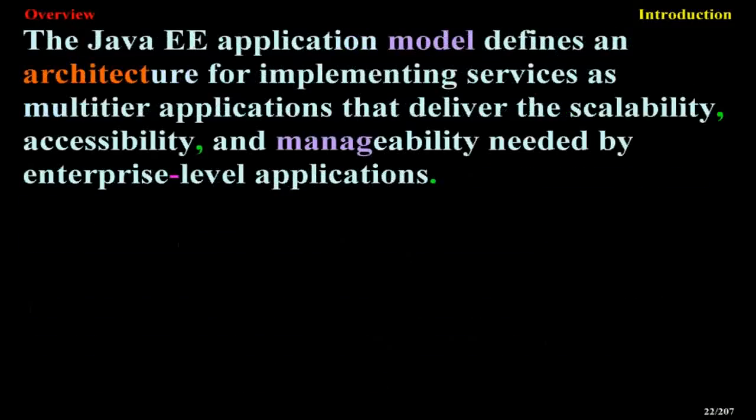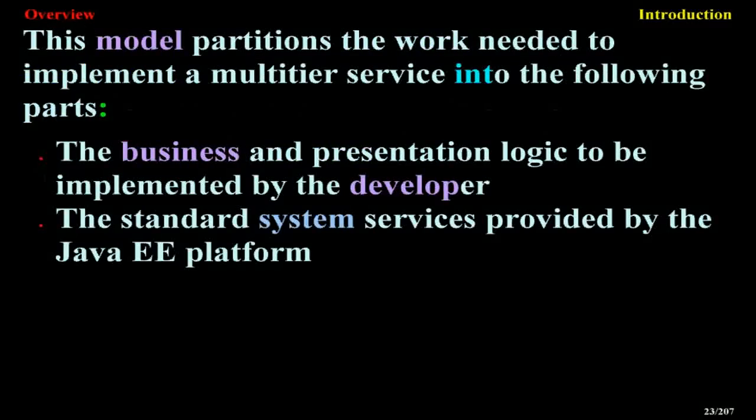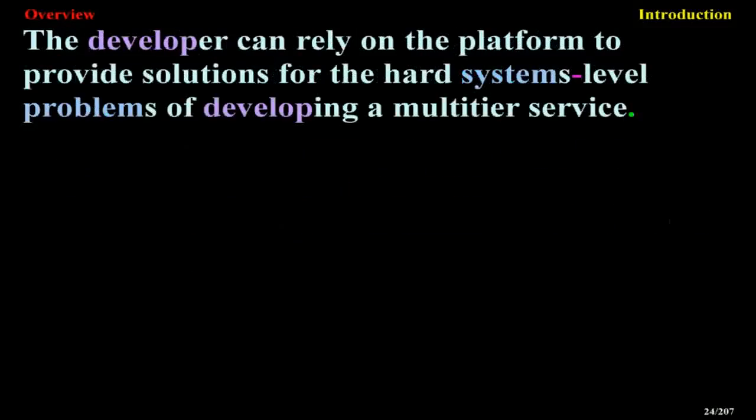The Java EE application model defines an architecture for implementing services as multi-tier applications that deliver the scalability, accessibility, and manageability needed by enterprise-level applications. This model partitions the work needed to implement a multi-tier service into the following parts: the business and presentation logic to be implemented by the developer, and the standard system services provided by the Java EE platform. The developer can rely on the platform to provide solutions for the hard systems-level problems of developing a multi-tier service.